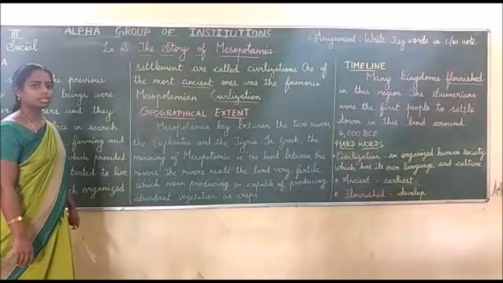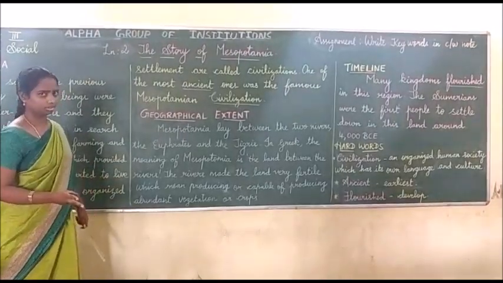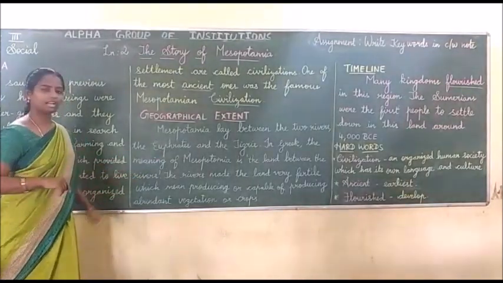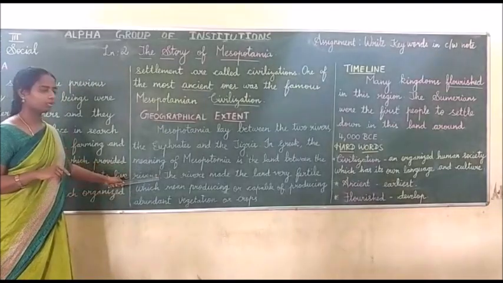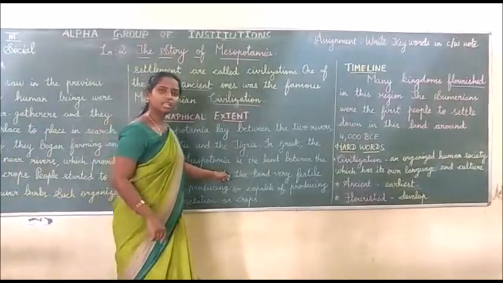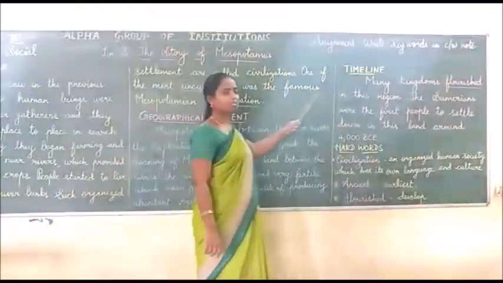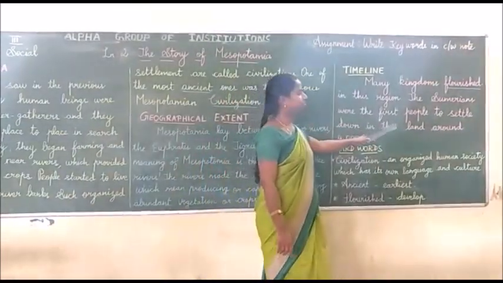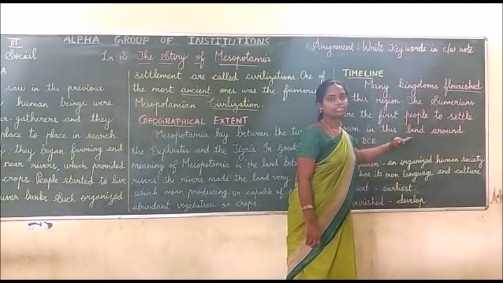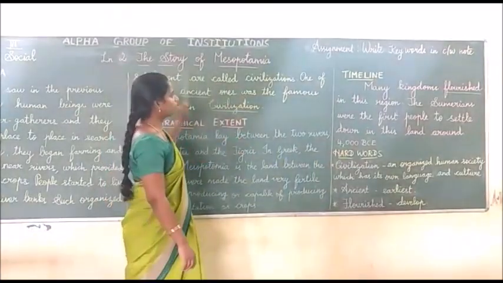This ancient one was called the famous Mesopotamian civilization. When we talk about the geographical extent, Mesopotamia lay between the two rivers, called the Euphrates and the Tigris. In the Greek language, Mesopotamia is the land between the rivers. And when we move to the timeline, we saw that the first people to settle down in this land were called Sumerians. Okay, children, this is just your introduction to the three topics in lesson number 2.